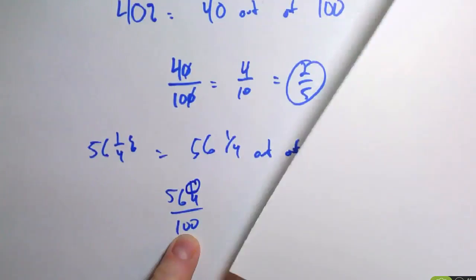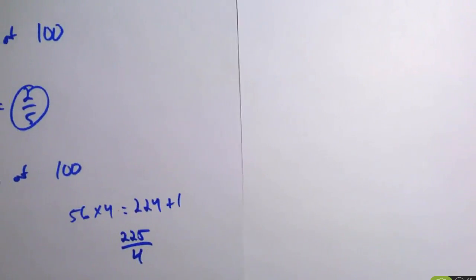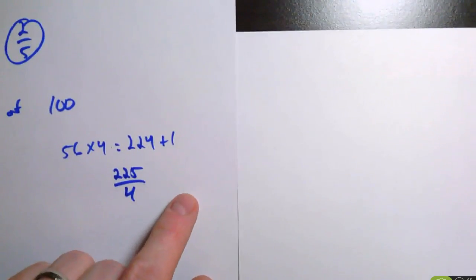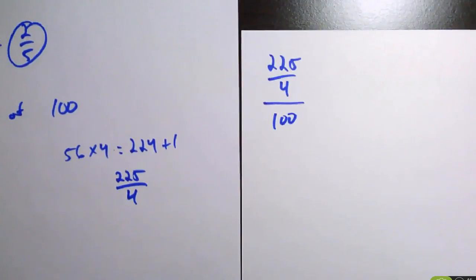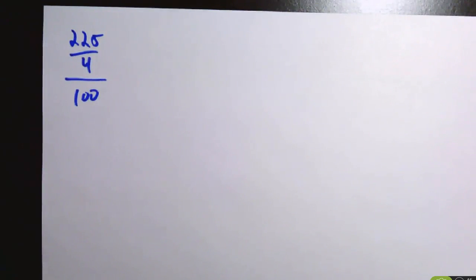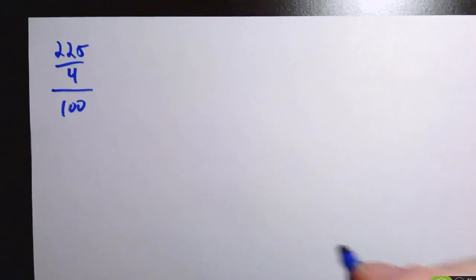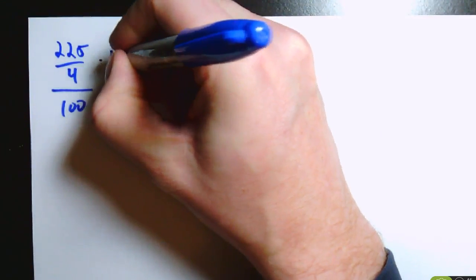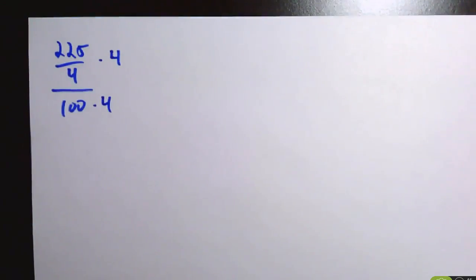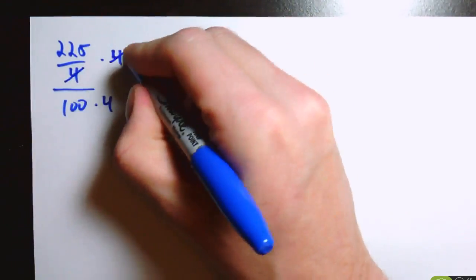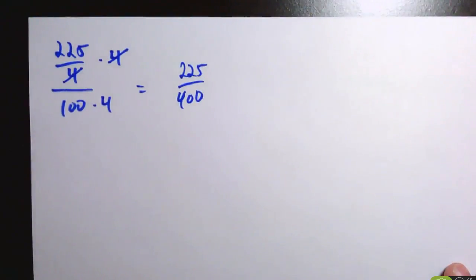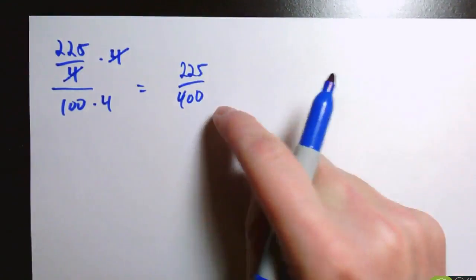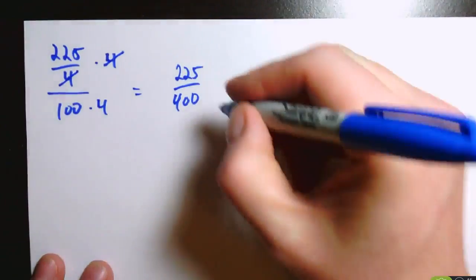Okay. I'm running out of space in the sheet of paper, so I'm going to start a new one. So this becomes 225 over 4 over 100. That's our first thing to do, take that, write it as an improper fraction, and then put it over 100. And now what I can do is multiply the top and bottom by that denominator. That'll cancel this off, and that gives us 225 over 400. Okay. And now our job is just to reduce this fraction as best we can.